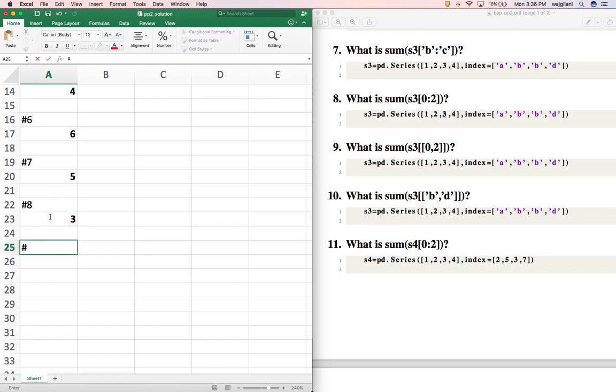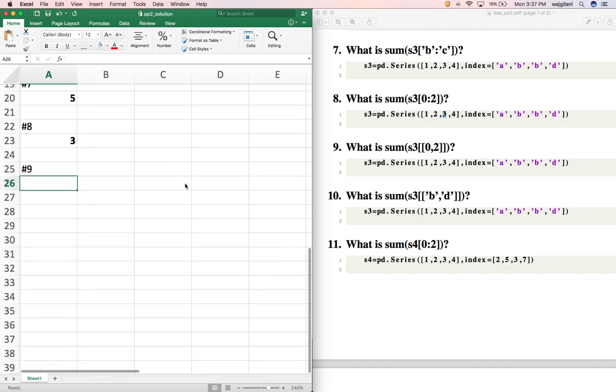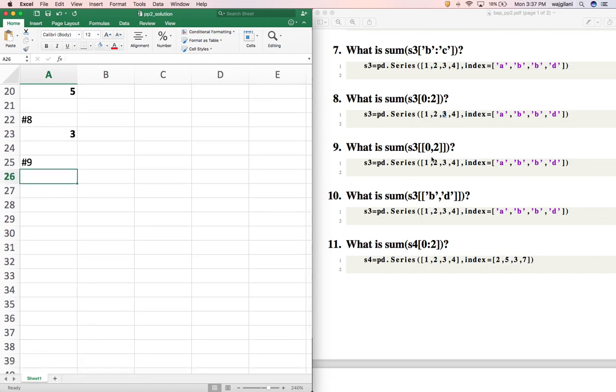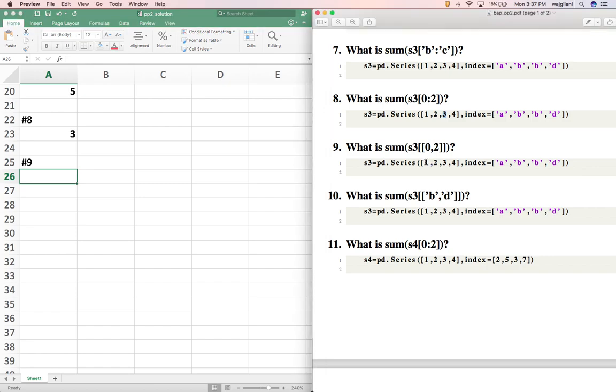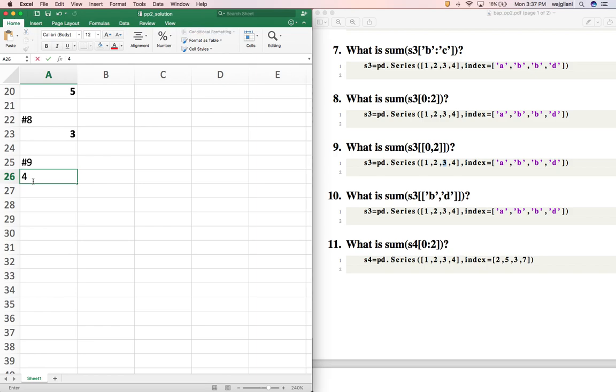Nothing changes there. Number 9, what is the sum of bracket, bracket, 0, colon, 2, bracket, bracket, right? So again, we're doing this bracket, comma, using numbers. And again, this will be straightforward. I'm going to grab the first value here, and I will grab the third value for an answer of 4, ladies and gentlemen. The answer will be 4.